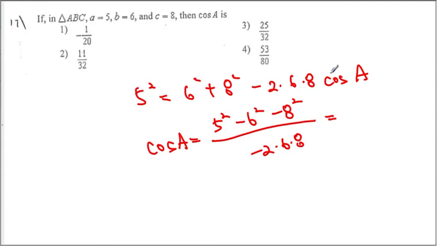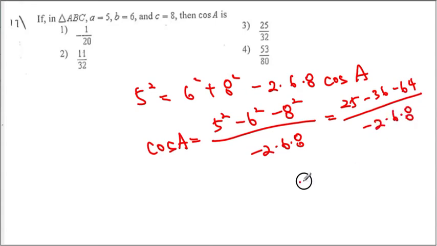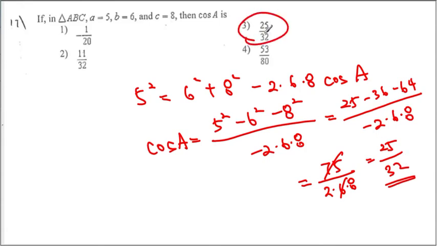Let's try to simplify this one together. So here we have 25 minus 36 minus 64 all over the bottom one. I'm just going to leave it this way, because I'm sure there are things which you can cancel right away. So this becomes negative 75 on top, over 2 times 6 times 8. We can cancel out by 3's. So we get 25 on top, and then on the bottom we get 32, which is choice 3.